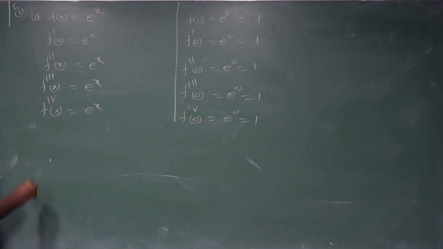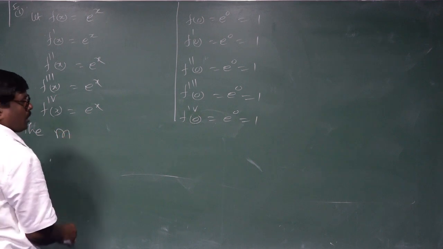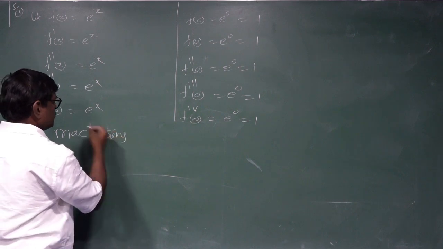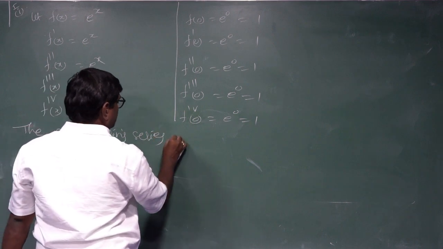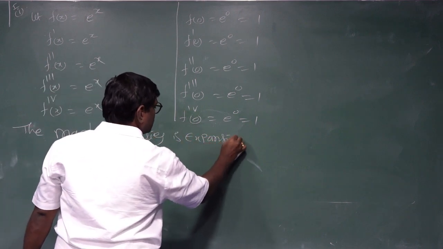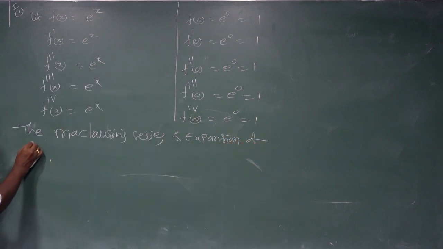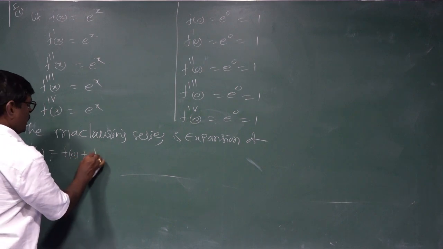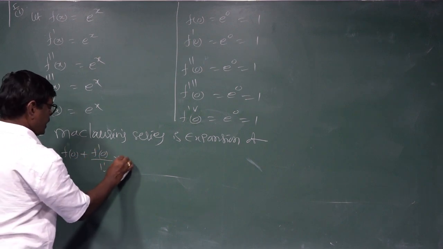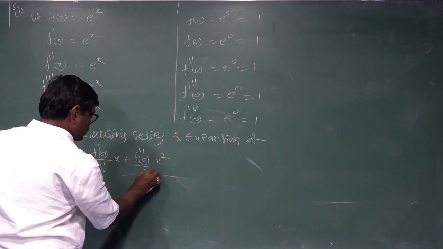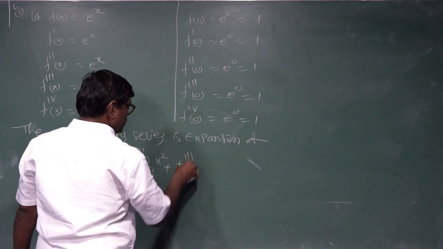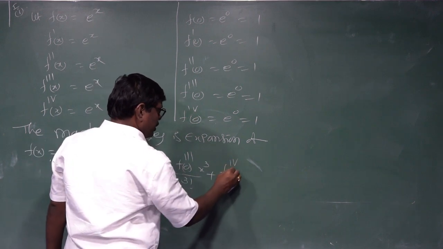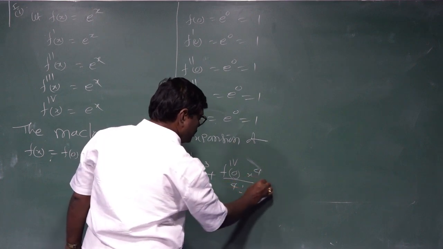The Maclaurin series is the expansion of f of x equal to f(0), plus f dash 0 into x by 1 factorial, plus f double dash 0 into x square by 2 factorial, plus f triple dash 0 into x cube by 3 factorial, plus f fourth derivative of 0 into x power 4 by 4 factorial, plus and so on.